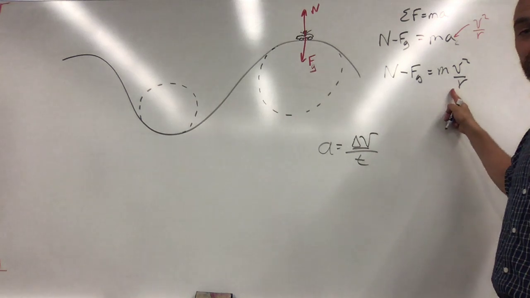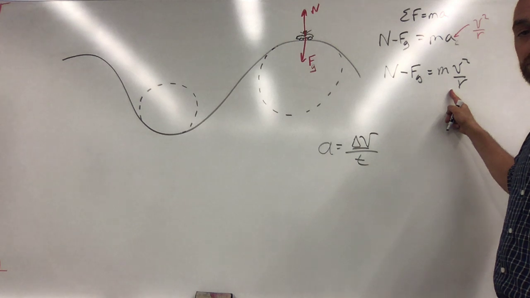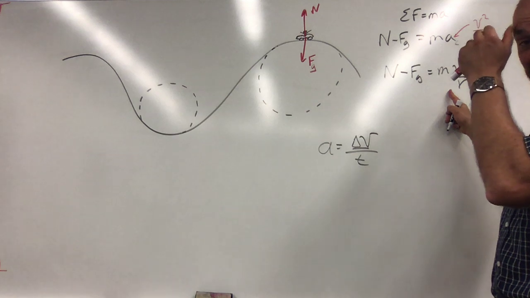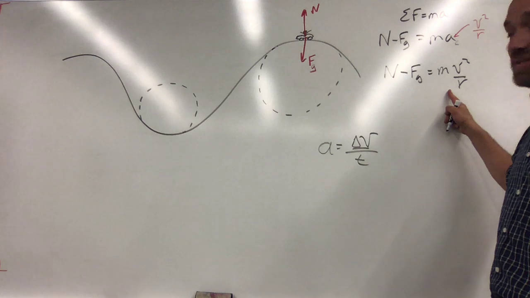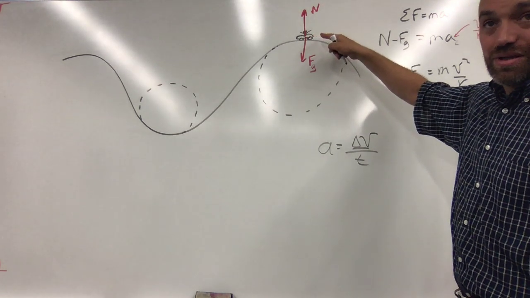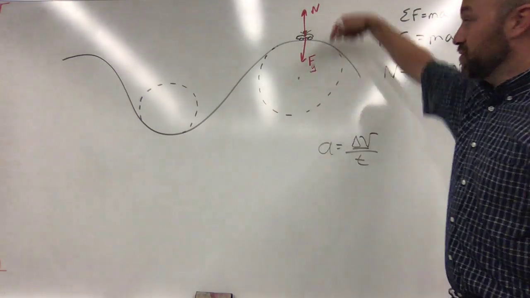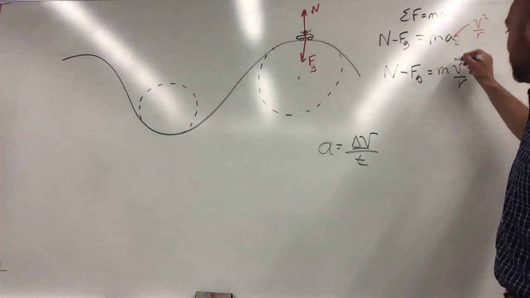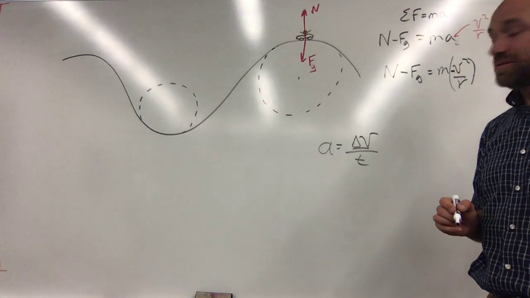Which direction is the centripetal force? What does the word centripetal mean? Center. Towards the center, exactly. So from the car, which way is center? Down, right? Because the center of the circle is over here. So from here to here, that's down. Does that make sense? So this centripetal acceleration is negative because it's down.